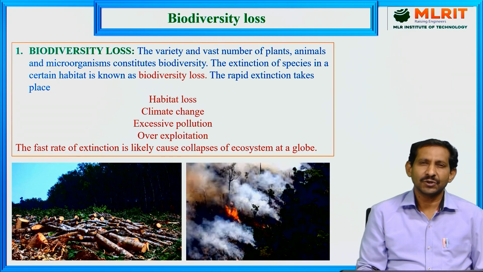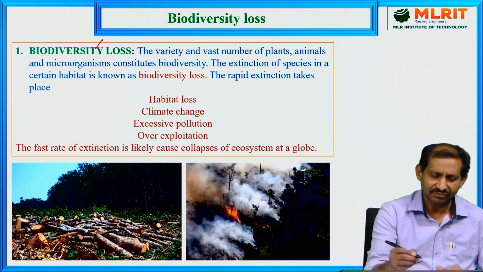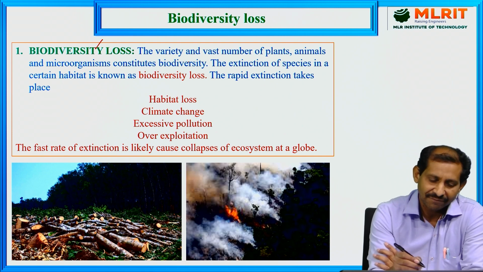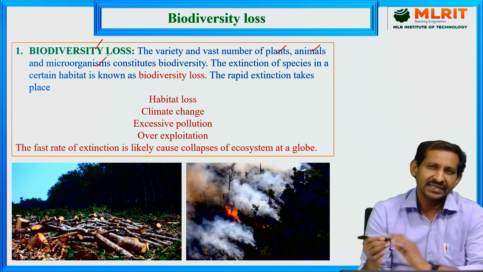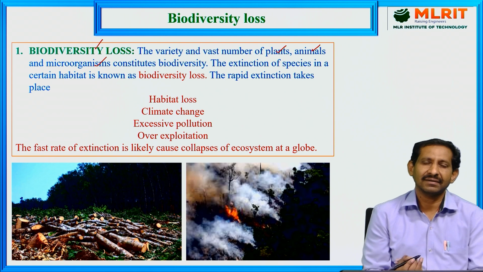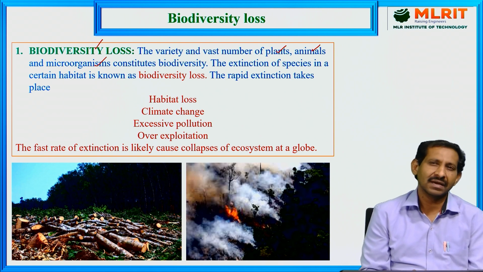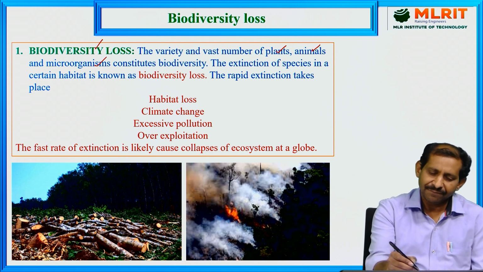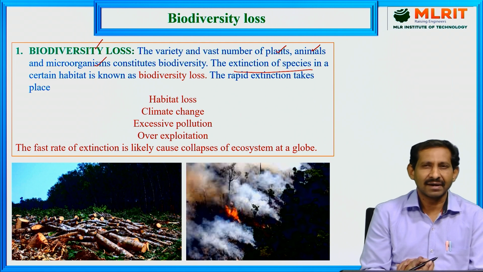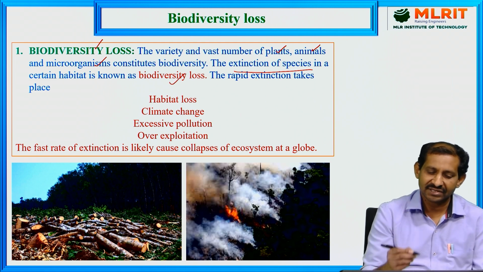Now coming to the first one, biodiversity loss. So what is biodiversity? Biodiversity means the vast variety and number of species like plants, animals, microorganisms. These all constitute it, living together in a particular place or area, which is called biodiversity. If any species goes extinct, that place or region suffers biodiversity loss.